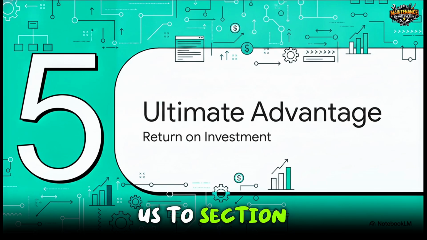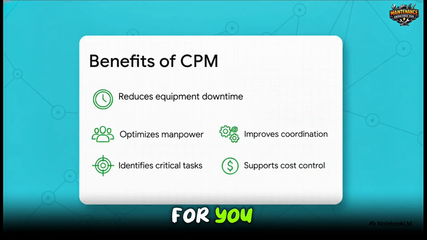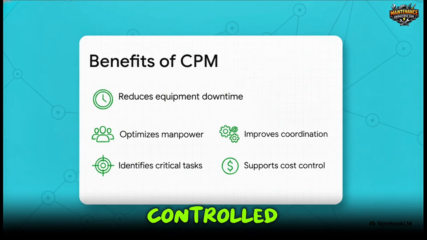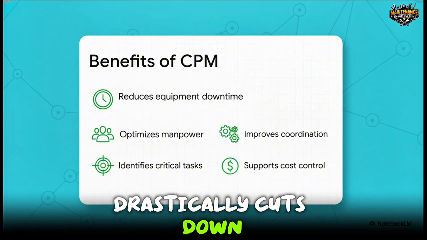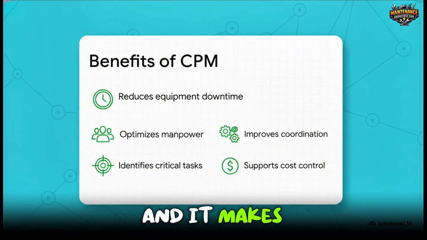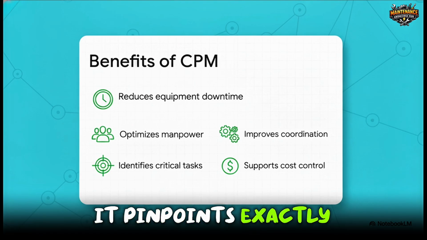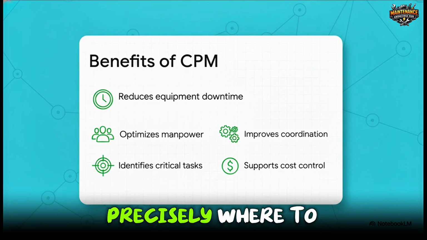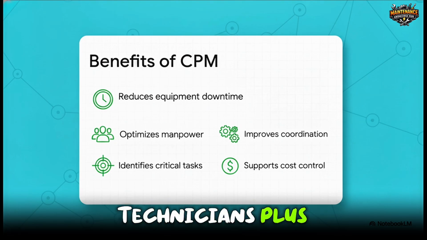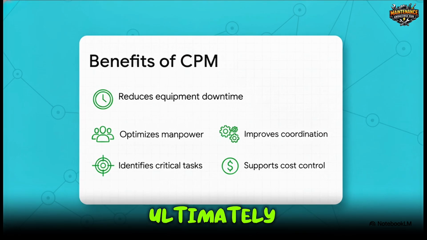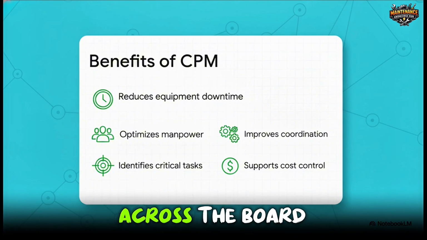And that brings us to Section 5, the ultimate maintenance advantage. So, what does this all mean for you? The crucial takeaway is this. CPM transforms total chaos into a controlled, predictable science. It drastically cuts down on crazy expensive equipment downtime, and it makes sure nobody is just standing around waiting for a previous task to finish. It pinpoints exactly which activities are critical, so you know precisely where to put your best technicians. Plus, it completely bridges that coordination gap between your mechanical and electrical departments. Ultimately, it's all about maintaining strict cost control and ensuring a much safer execution across the board.